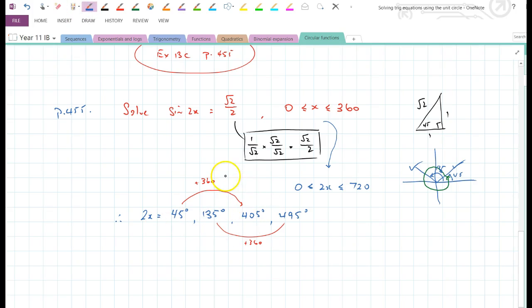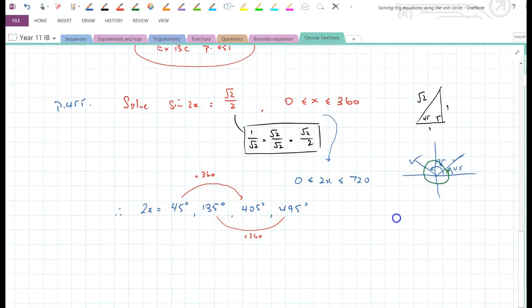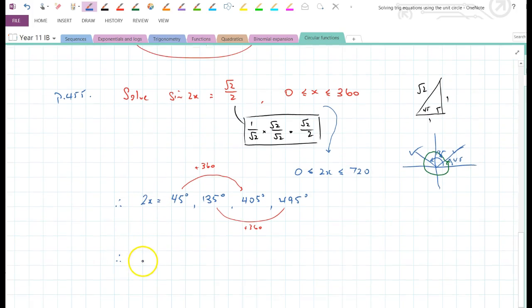2x equals those values. But we don't want to solve for 2x, we want to solve for x. We always want to solve for x. So our last step is to divide everything through by 2. So it's 22.5 degrees, 67.5 degrees, 202.5 degrees, and 247.5 degrees. They'll be our 4 solutions that lie within the 0 to 360 range. Just recapping, with a 2x there, let's change our domain so that we pick up all our solutions. In effect, we have to go around a second time. Our last step is to divide through by 2.